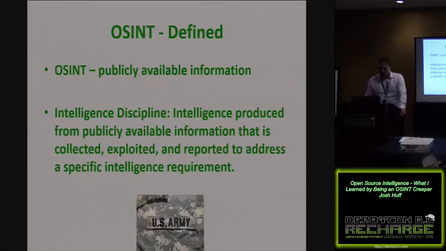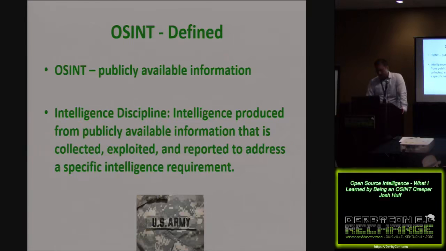All right, so we start with defining OSINT. This is a variation of the military definition, and it's done in two parts, what it is and why we do it. OSINT is publicly available information, plain and simple. It can be stuff you get at the library, online, something somebody posts on a sign outside of a storefront. But OSINT is defined by the intelligence discipline: the intelligence produced from publicly available information that is collected, exploited, and reported to address a specific intelligence requirement.